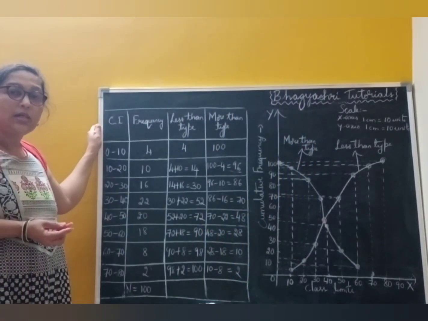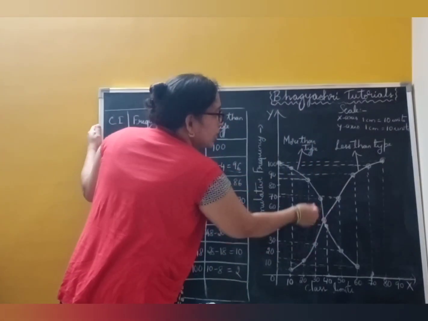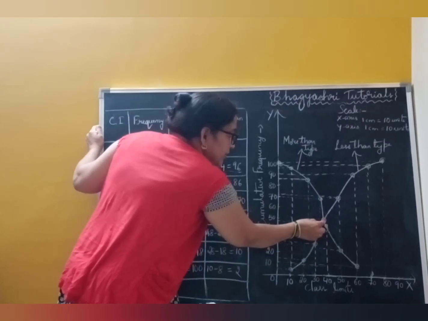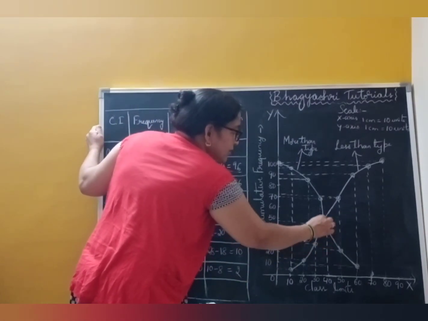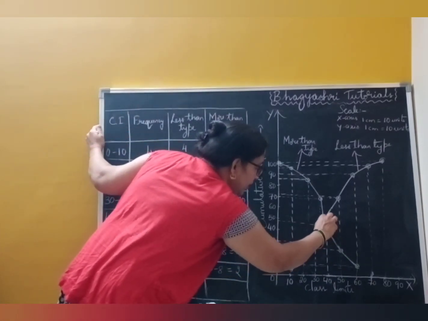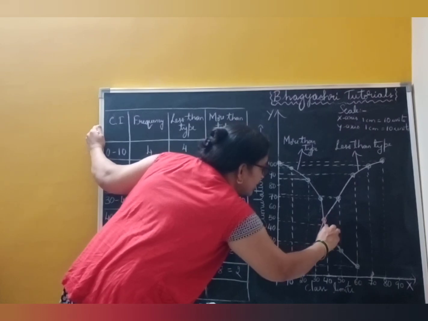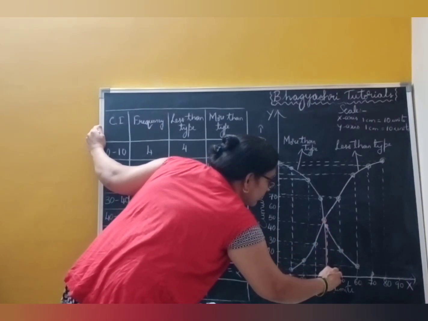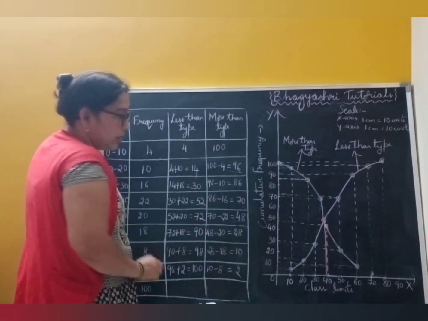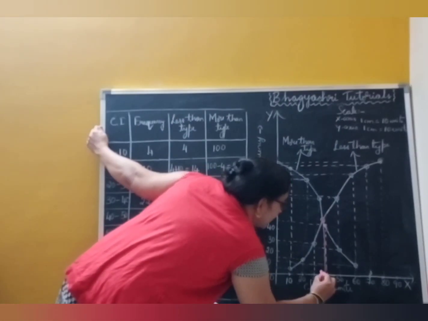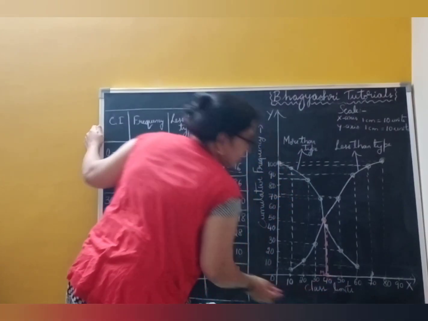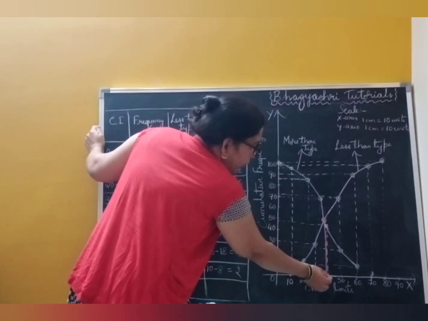Now let us learn how to get the median using these ogives. You can clearly observe here we have an intersecting point. Let us join this intersecting point with the x-axis. I mean, we need to draw a perpendicular from this point to the x-axis, and this perpendicular must be parallel to the y-axis. Let me name this point as n. This n is 39, very close to 40.